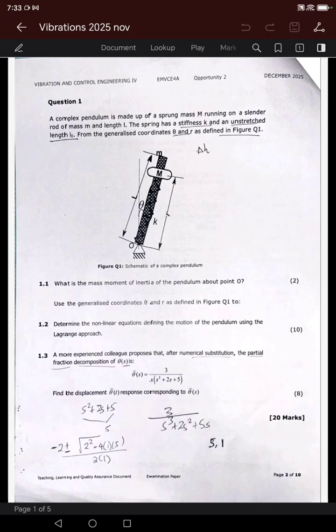I don't know if you attended the last tech class when we were doing the pendulum. I was explaining the pendulum in detail, showing you how to get the 1 minus cos theta, where the change in h is L minus L cos of theta, something like this.